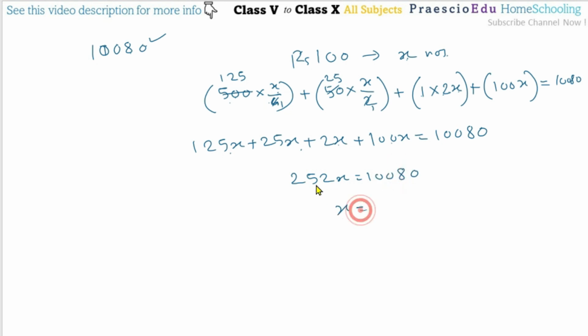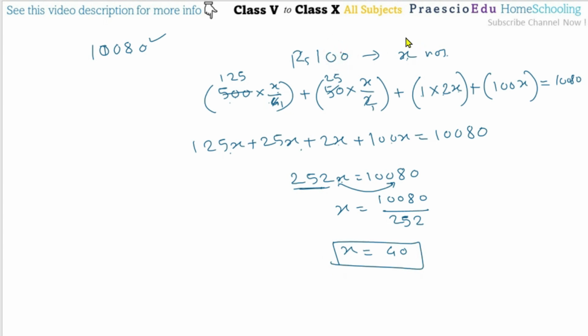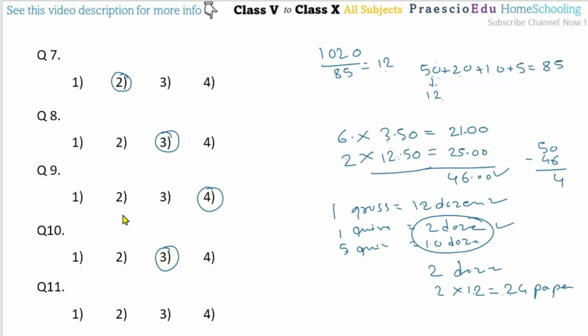So x is equal to, now this is in multiplication with x, it will be shifted to the other side, so it will become a division. So 10,080 divided by 252, so x is equal to 40. So the 100 rupee notes are 40 in number. Okay, now the question asks to find the number of 100 rupee notes, and we got 40, and this is given in option number 3.